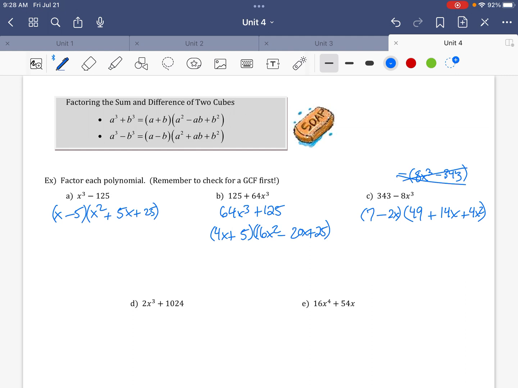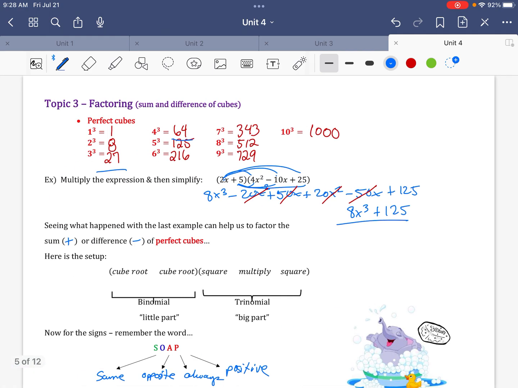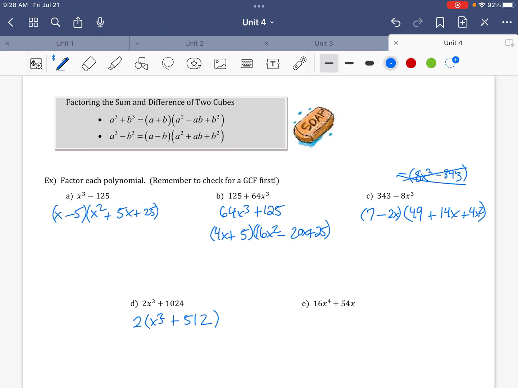Now, letter D. 2 and 1024. I don't recognize these. Well, I don't recognize them because, guess what? I can pull out a 2. There's a GCF. So it leaves me with x to the third plus 512. So 512, that was 8 to the third. So I have a 2 out here, and then my little part, big part. I got x and 8. Square the x. Multiply x and 8 together. That 2 just sits there. And then 64. Same, opposite, always positive.